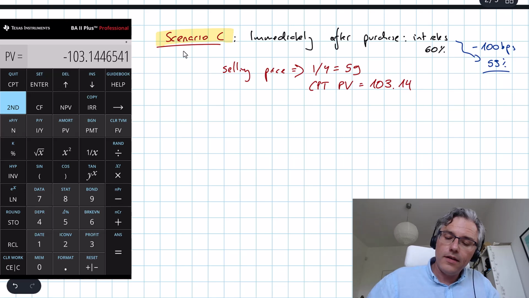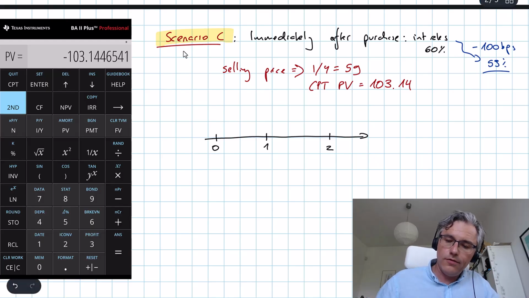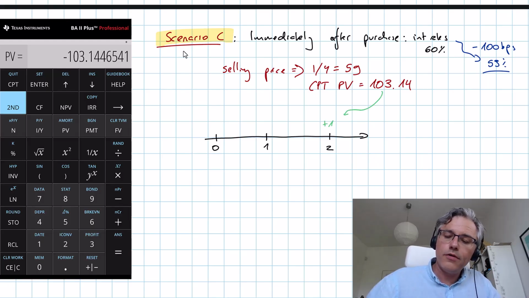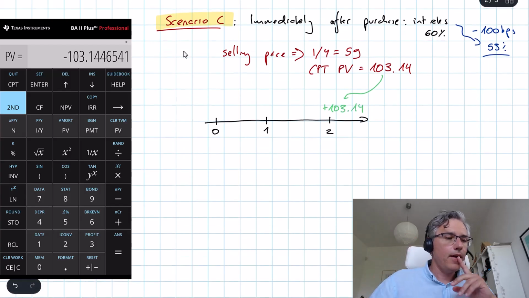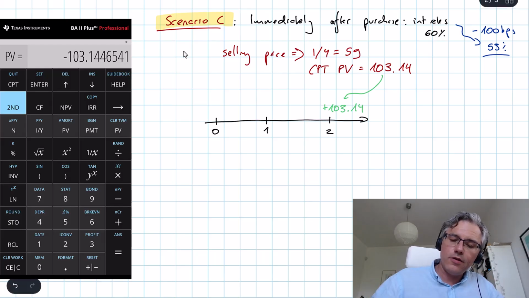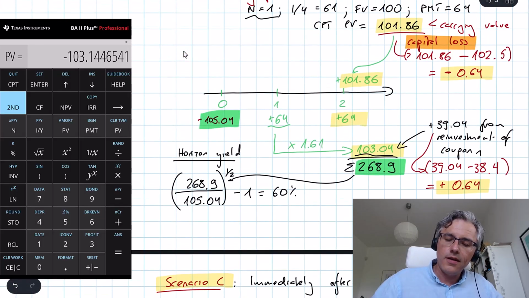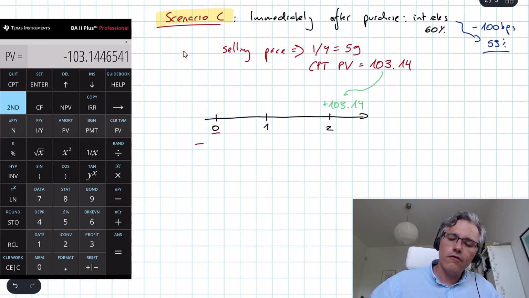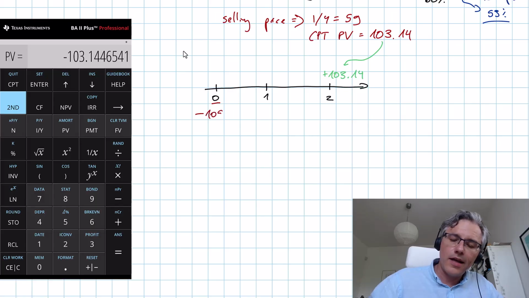Let's put things on the timeline. Again, time 0, end of year 1, end of year 2. So this is the selling price we receive over here. It goes nicely in there. What else? We have our standard purchase price that was paid at time 0. Let's just recall what it is. It was 105.04 from the previous scenario. That stays uniform throughout all the scenarios.